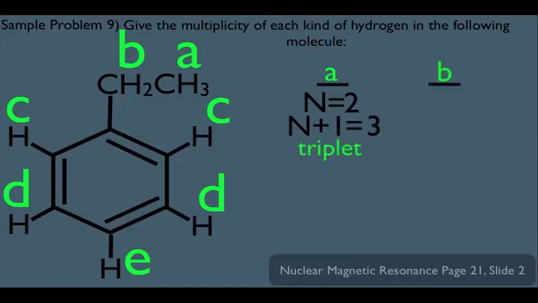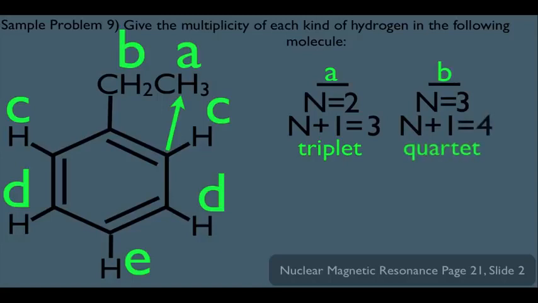Now let's investigate the B-type hydrogens. What are their N values? Again, let's look at them right here. The only neighbors he has are really these A hydrogens right here. Notice the carbon that the B hydrogens are on is also directly connected to the carbon below it in the benzene ring. But notice that carbon in the benzene ring does not have hydrogens connected to it. So B only has A hydrogens as its neighbors. There happens to be 3 of them, so the N value for B is 3. Plugging into the formula, 3 plus 1 is 4. We should expect to see a quartet.